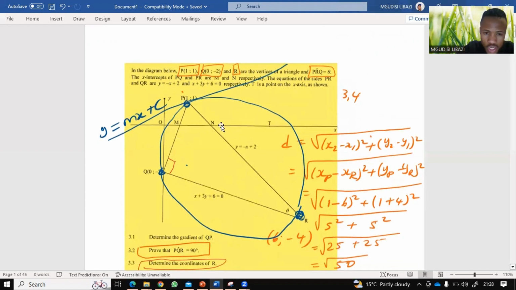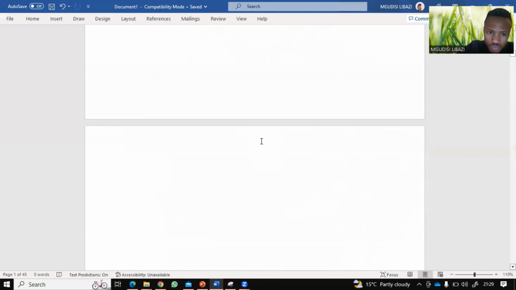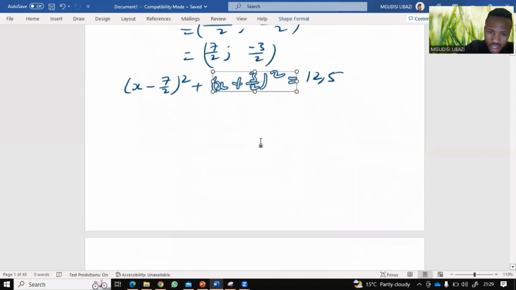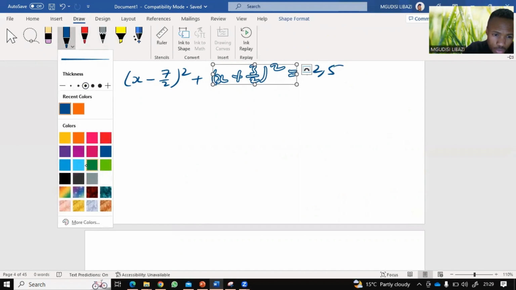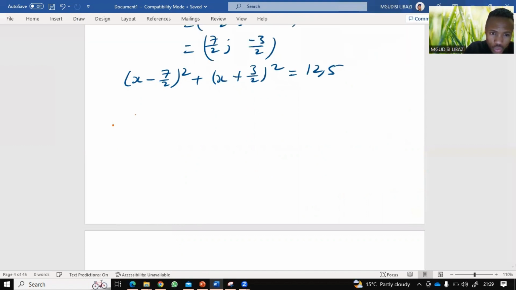What we know there, in order for this to be a tangent, it should form a perpendicular line between the diameter of the circle and that tangent. So the tangent line and the diameter should be perpendicular. And if the two lines are perpendicular, we know that M1 multiplied by M2 should actually be -1.